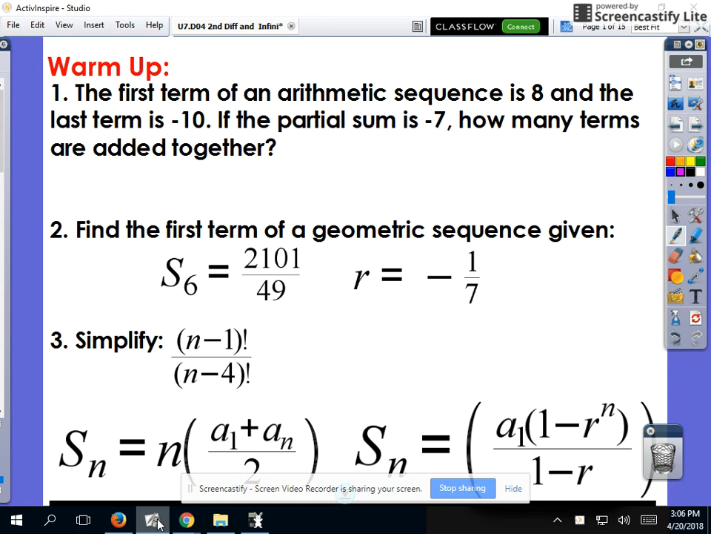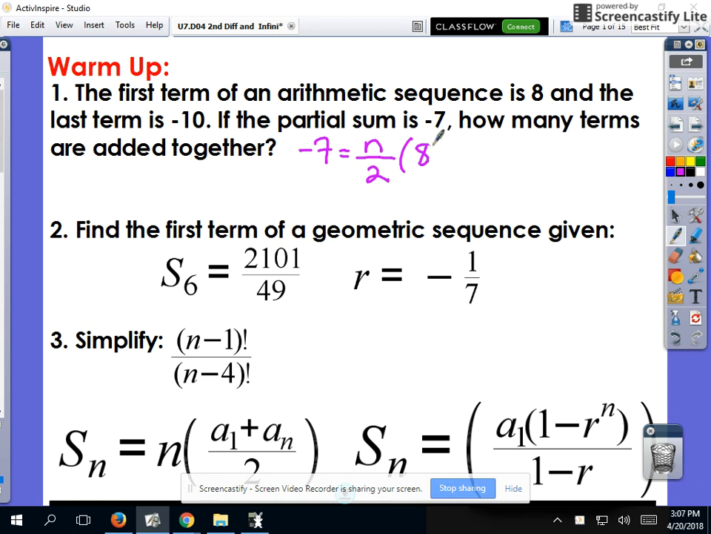All right, for number 1, this was an arithmetic sequence. We do have a sum formula on the bottom left of your screen. So that means we're going to plug in those values for every single piece. We're told that the partial sum is -7. We know it's n over 2, and we're told that our first term, sorry, I wrote it a little bit different, but I like this better.